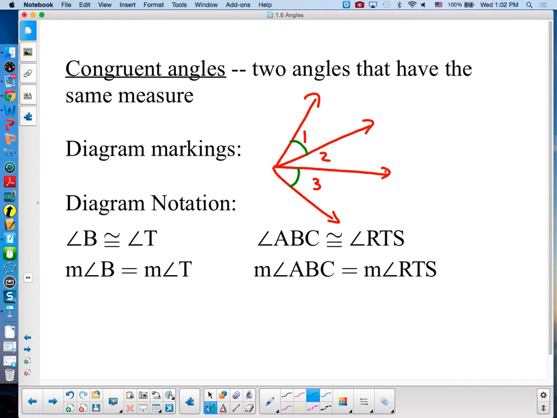Okay, so the symbol right here means what? Congruent. So angle B is congruent to angle T, which according to this definition means the measure of angle B is equal to the measure of angle T. The measures are equal, the angles are congruent. Same type of thing over here. The angles ABC and RTS are equal, or are congruent, their measures are equal.